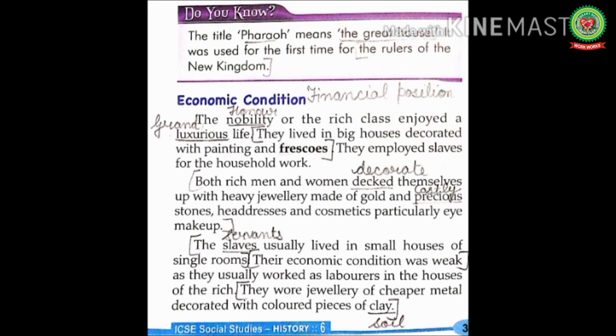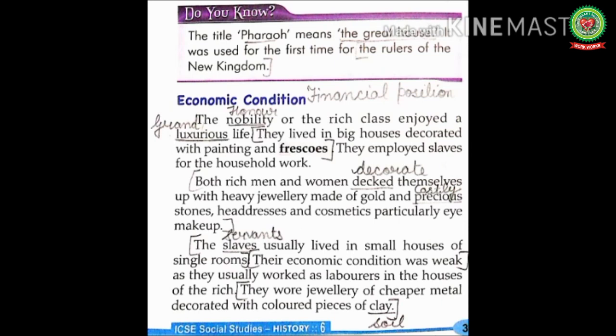Next important feature of the Egyptian civilization is economic condition. Students, in this paragraph we will discuss the financial position of the people of Egypt. Now let's start reading economic condition. The nobility or the rich class enjoyed a luxurious life. Here nobility means honor and luxurious means grand or comfortable.